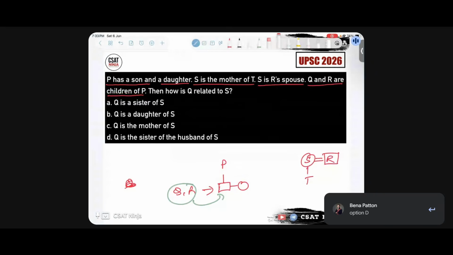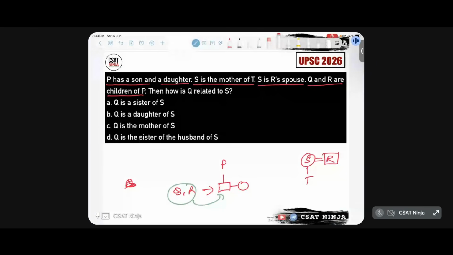Okay, someone got answer option B. Let's cross check. Then how is Q related to S? How is Q related to S? So in this case, we are asked to find how Q is related to S. So how can we figure this out? I'll have to group some terms here.